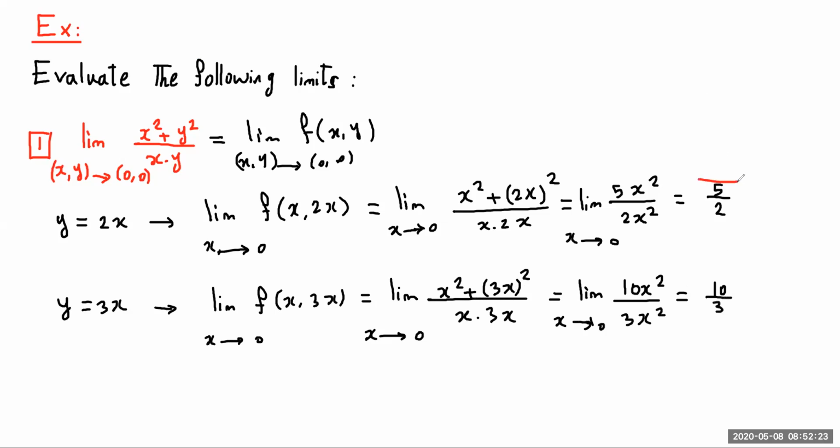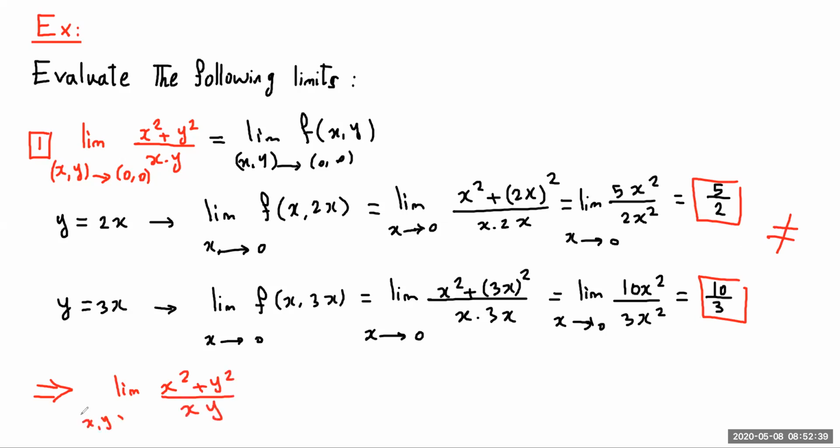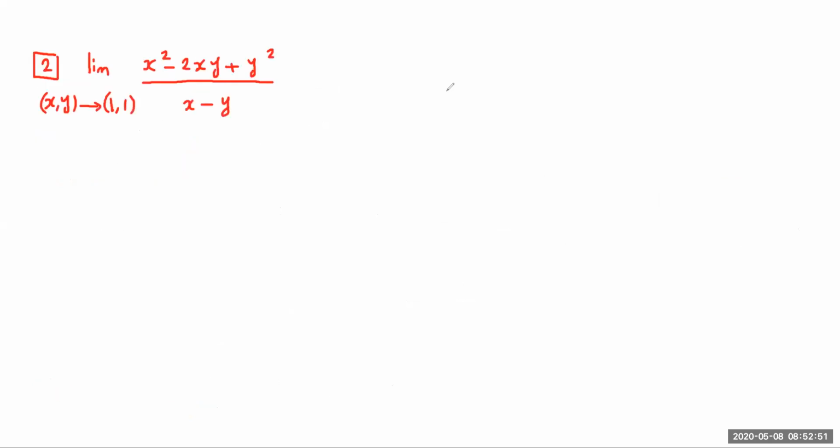Now, because these two numbers are different, the limit doesn't exist. So the limit of (x² + y²) over xy when (x, y) approaches (0, 0) doesn't exist. Next exercise.